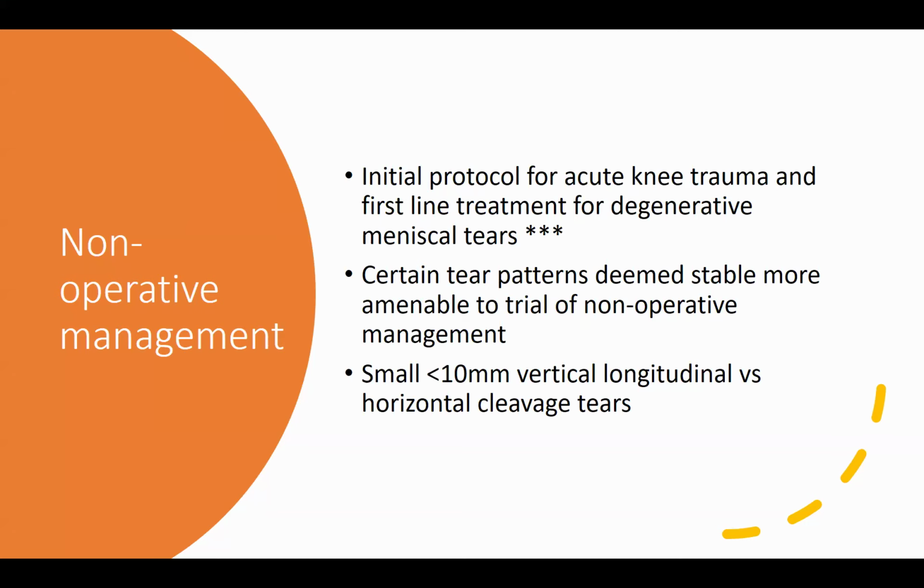As such, non-operative management is useful for the initial treatment for acute knee trauma and as a first-line protocol treatment in degenerative meniscal tears. Protected weight bearing, rest, ice, elevation are important early on in presentation. Certain tear patterns that are deemed stable and unlikely to progress may do well with definitive conservative management. These include, but are not limited to, small vertical longitudinal tears, which occur between the circumferential collagen fibers and thus do not disrupt the inherent stresses.